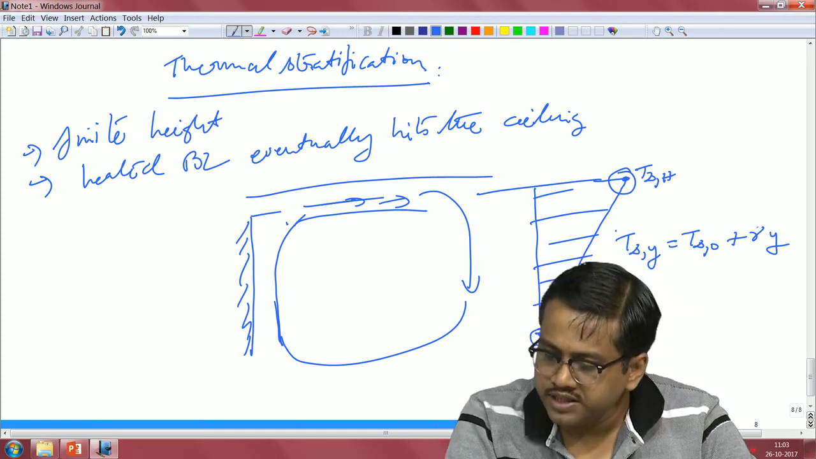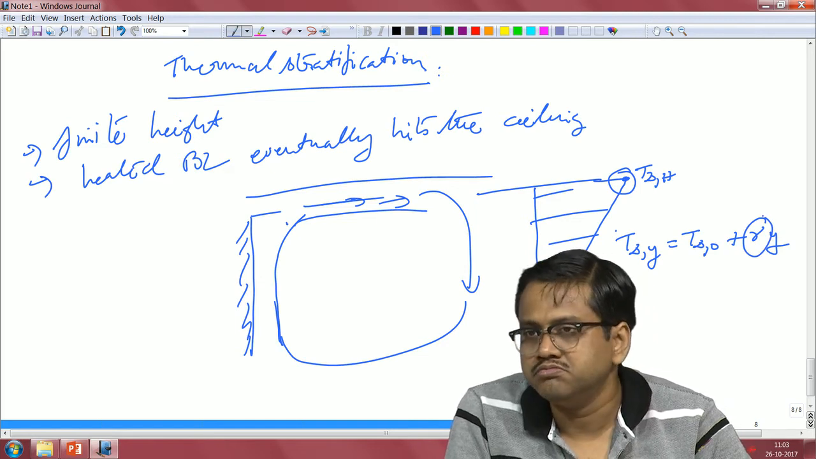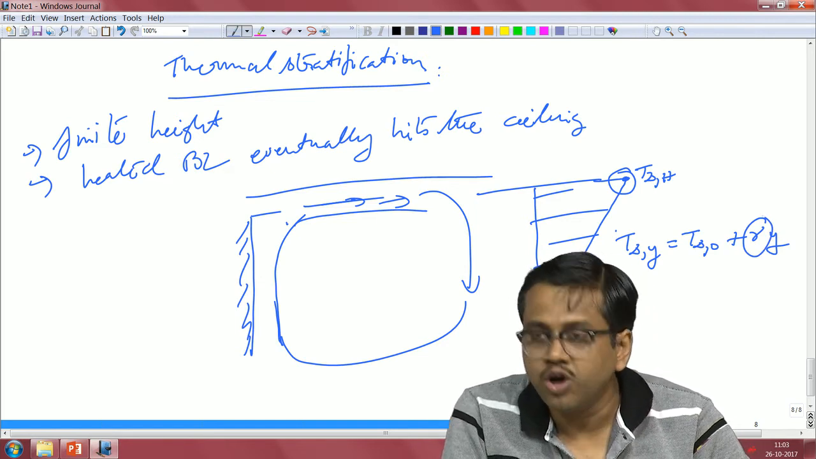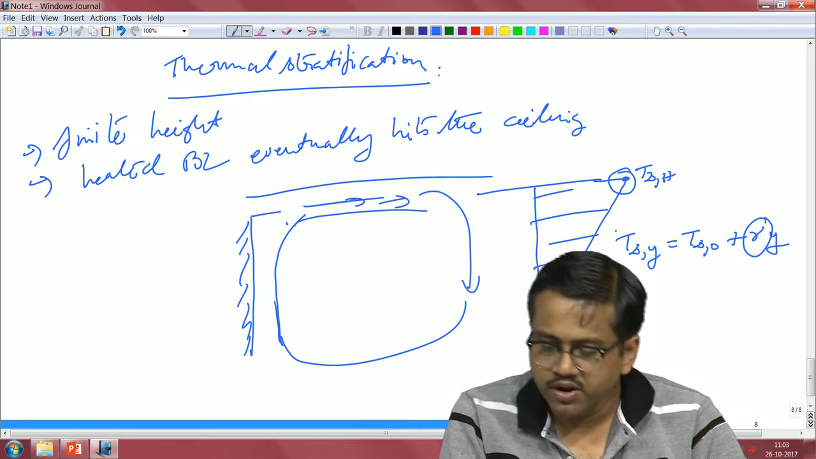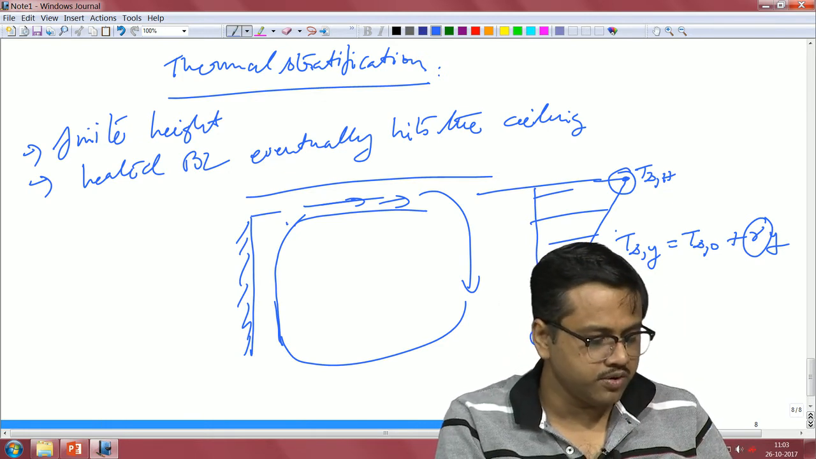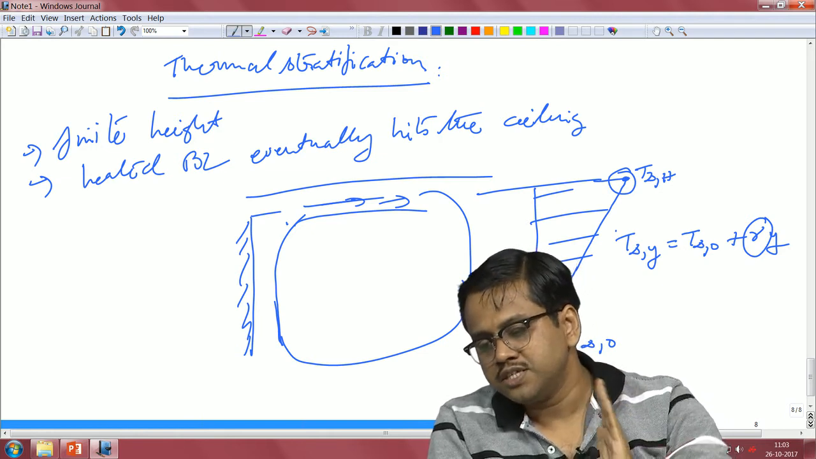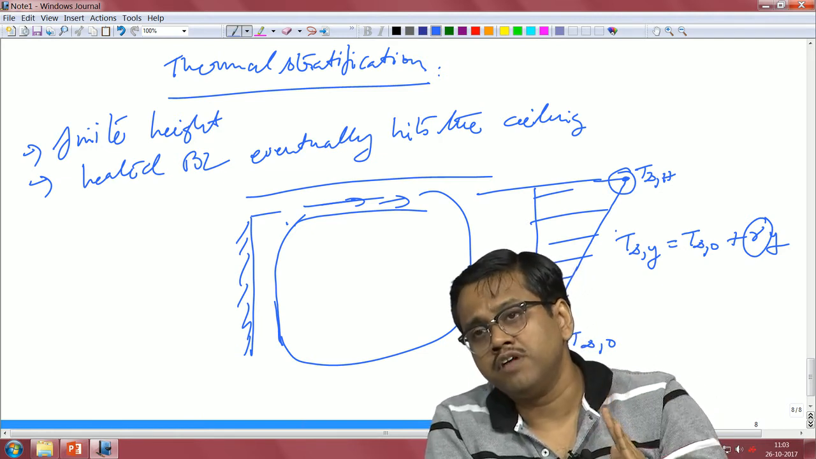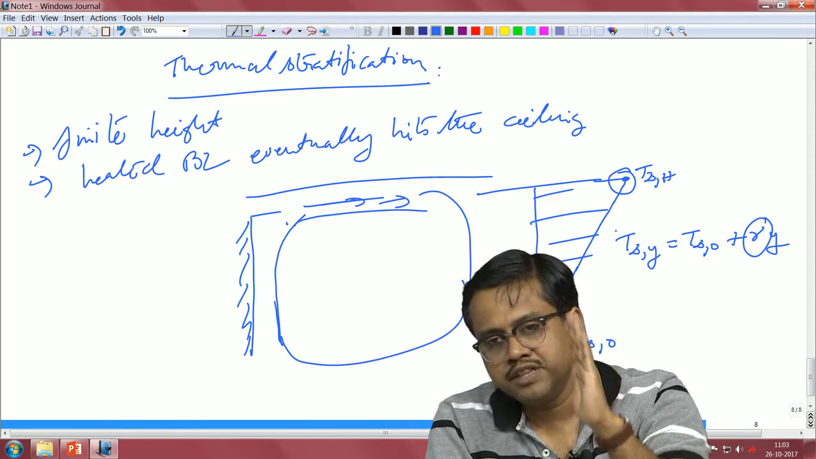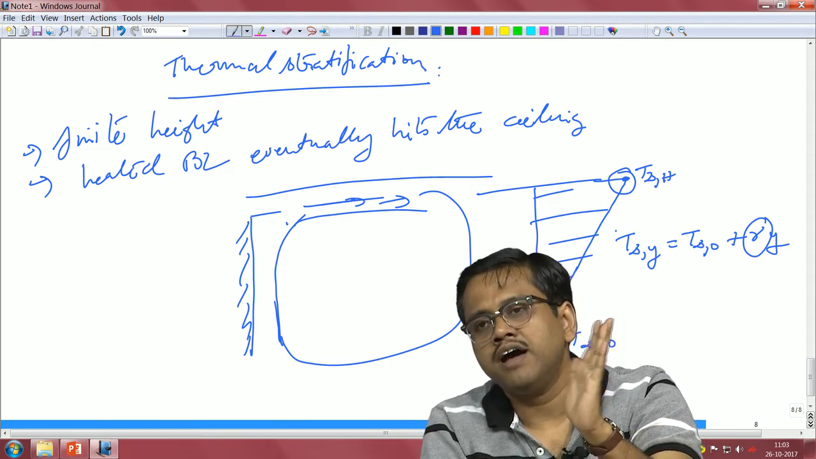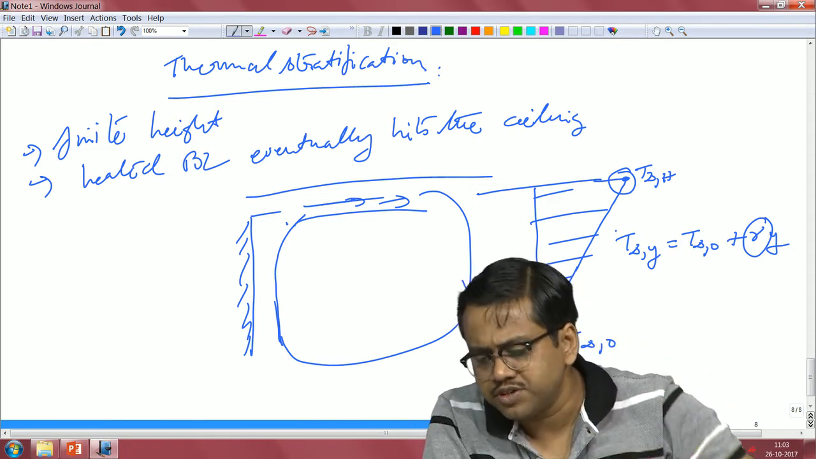Of course, when this slope is 0, you get back your original non-stratified situation. However, when this slope is not 0, you have different levels of linear stratification. If this slope is very high, you have a lot of stratification, and when the slope is a little low, you have very little stratification.